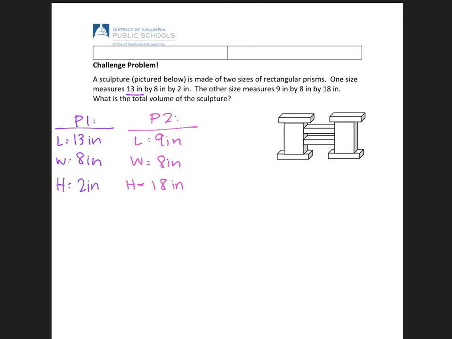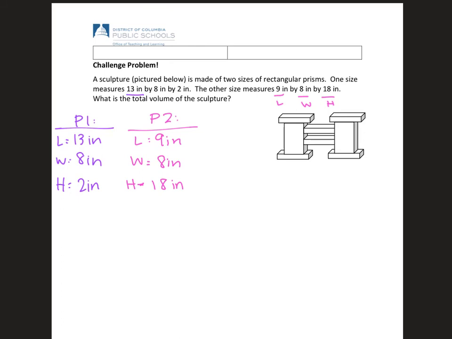And if you're like, Ms. Cacciabata, how do I know what the length, the width, and the height is when it just says by? That's how it's said. So when someone says it's 9 inches by 8 inches by 18 inches, it's always in that order. They're usually giving you the length, the width, and the height. Just like if they said it's 9 inches by 8 inches, you would assume that they mean the length is 9 inches, the width is 8 inches.